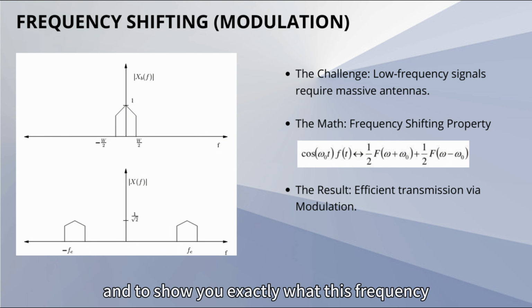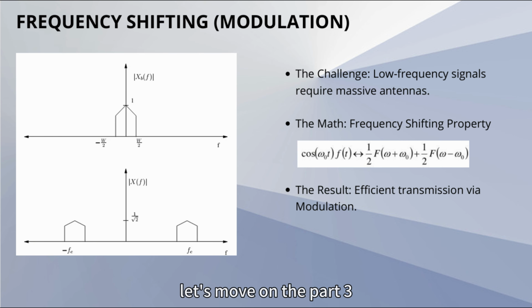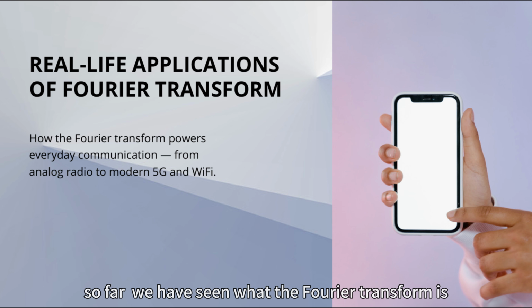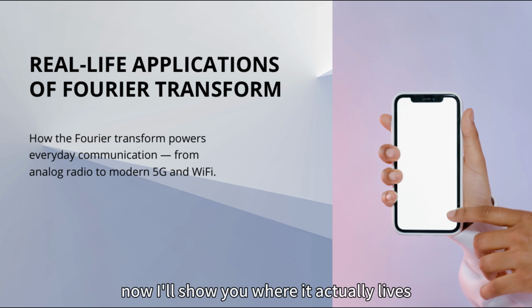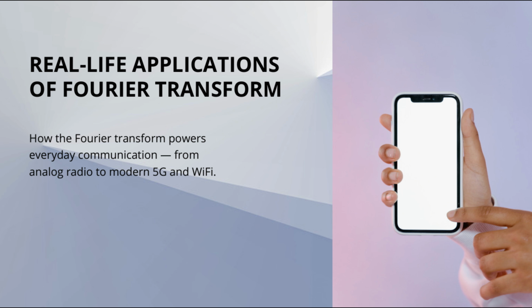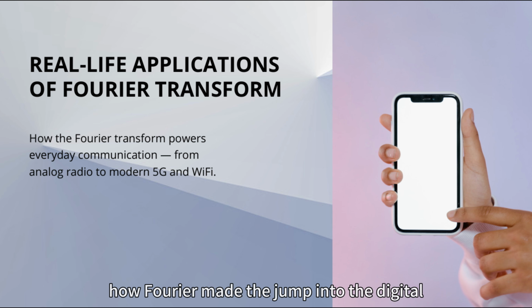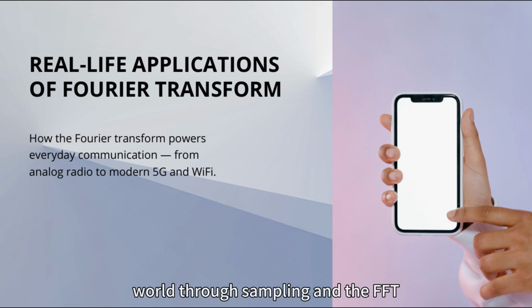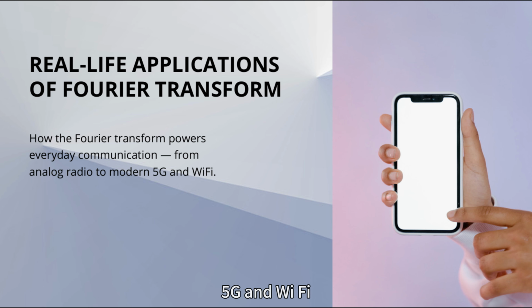And to show you exactly what this frequency shifting looks like in the real world, let's move on to part 3, the real-life applications. So far, we have seen what the Fourier transform is and how it's used to analyze signals. Now I'll show you where it actually lives. Real-life applications in communication systems. We will look at 3 themes: the classic example of radio broadcasting, how Fourier made the jump into the digital world through sampling and the FFT, and finally, the technology in your pocket right now, 5G and Wi-Fi.